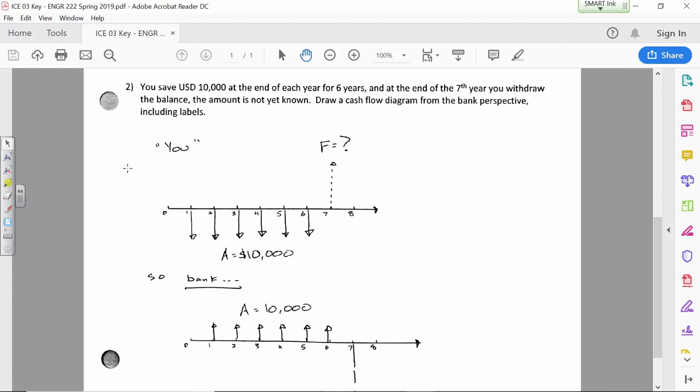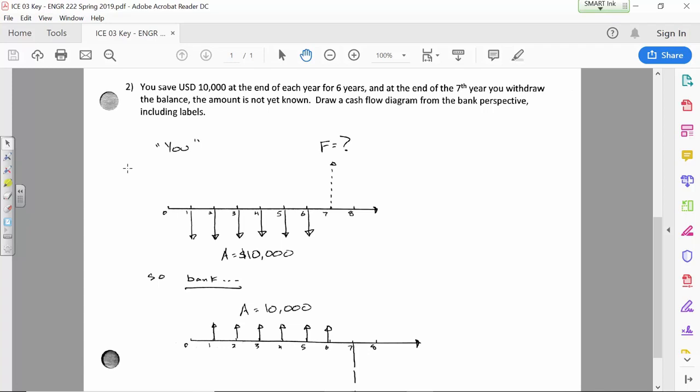So you will save $10,000 at the end of each year. That means you're making a deposit. And I know the word save can be confusing because I've just a few minutes ago talked about if you're saving money because you got a more efficient furnace. This isn't that kind of save. This kind of save is you're making a deposit in the bank. So that's an outflow.